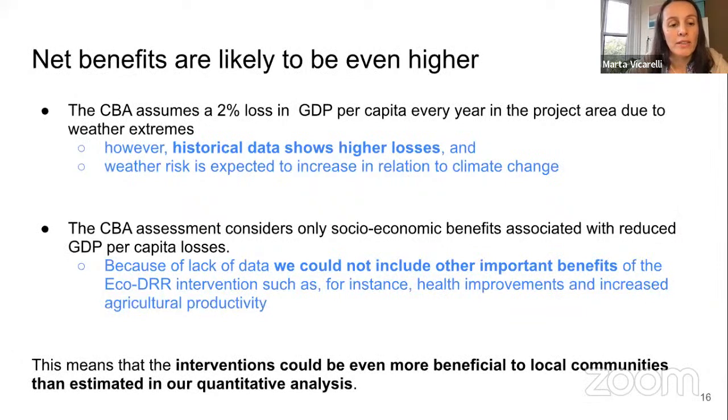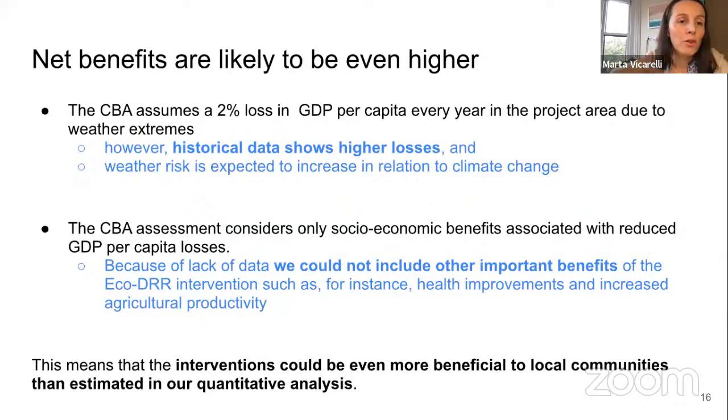And I would like to mention that in our cost-benefit analysis, we assumed a 2% loss in GDP per capita every year in the project area due to weather extremes. But when we looked at the historical data, it seemed that the loss in GDP per capita was actually higher, and in some cases much higher in some of the countries. So it's possible that our analyses are underestimated.